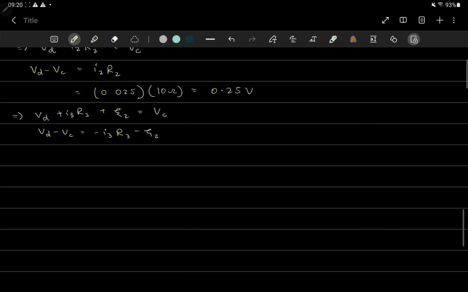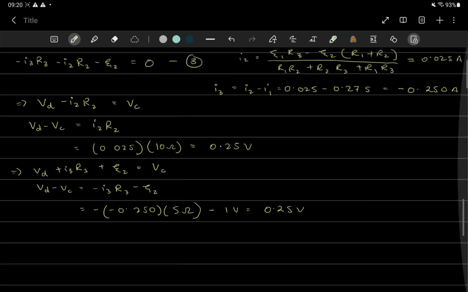In that case, what you will get finally is minus of minus 0.250, which is I3, times 5 ohms, which is R3, minus 1 volt, which is zeta 2, and therefore you will see that you get the same expression as 0.25 volts from here. And that solves our problem, because that is what we were asked by the question.